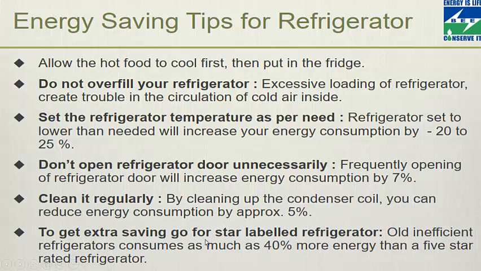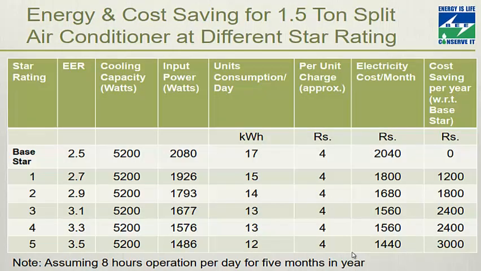To get extra saving, go for the star labeled refrigerator. As I've told you, we need to go for the higher star refrigerator. Old inefficient refrigerators consume as much as 40% more energy than a 5-star rated refrigerator. So this is about the different saving tips for the refrigerator.